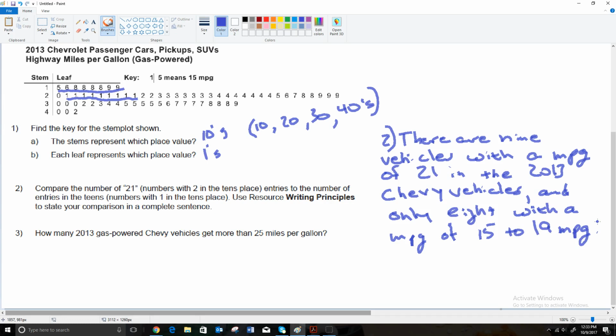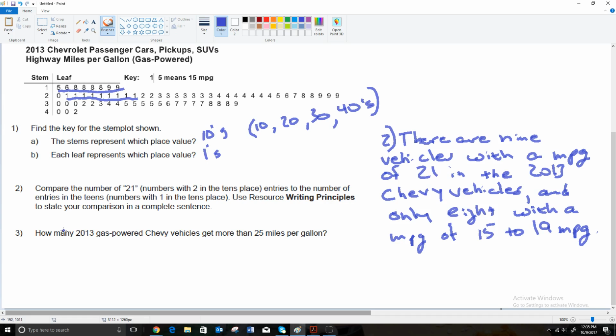So when they say the good writing principles, they're just saying, don't just say there are more in the 20s or there's more 21s than there are teens. You have to specify so somebody reads this, they actually can understand what you're talking about. So we specify things like there are 9 vehicles with a miles per gallon of 21. Specify what the number represents. Specify what you're talking about, the 2013 Chevy vehicles. And again, rather than saying in the teens, I said from 15 to 19, so that you could see exactly where we're talking about. Different ways you could write this, but the idea is to get some detail in there and not just be real cryptic with what you're saying.